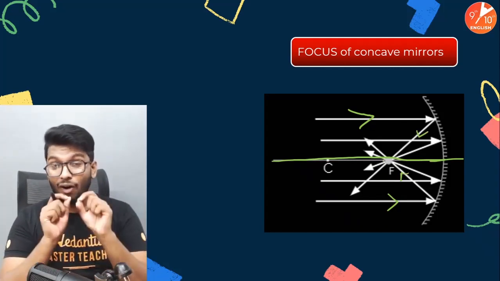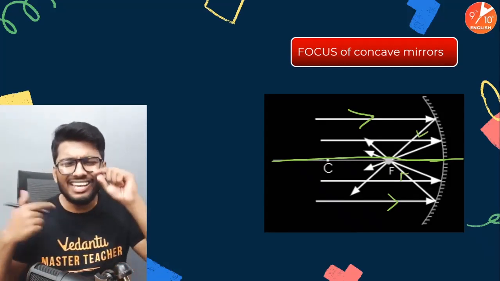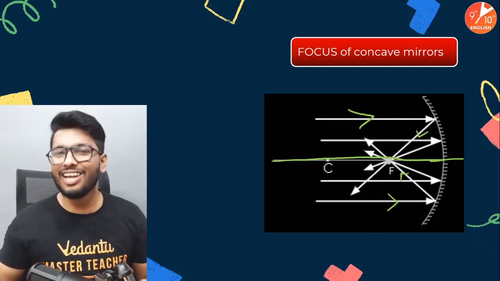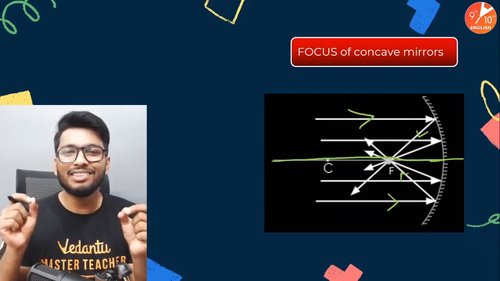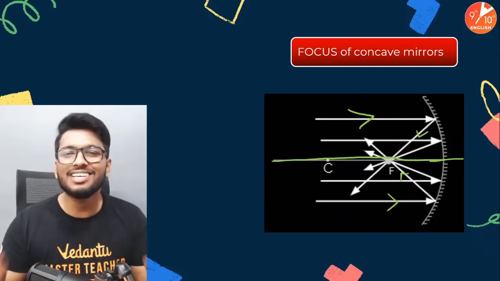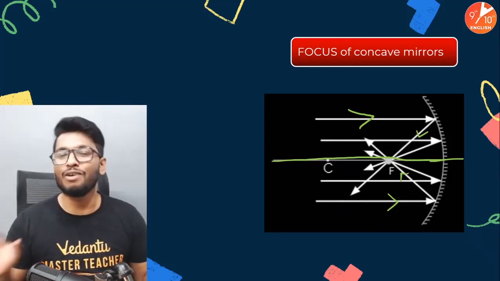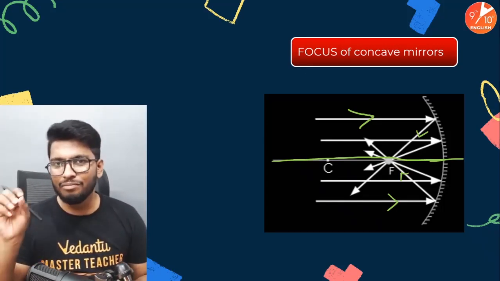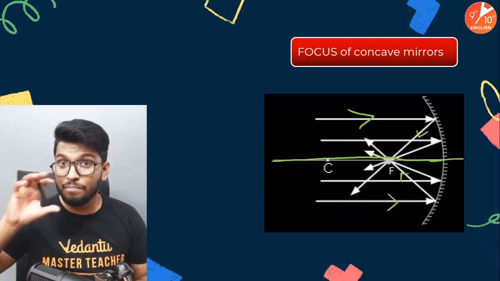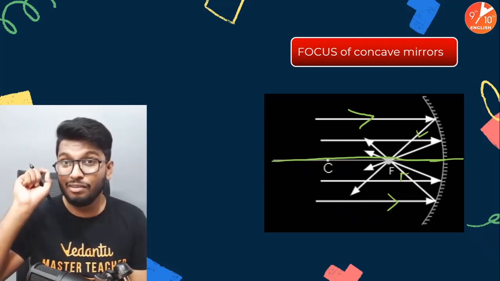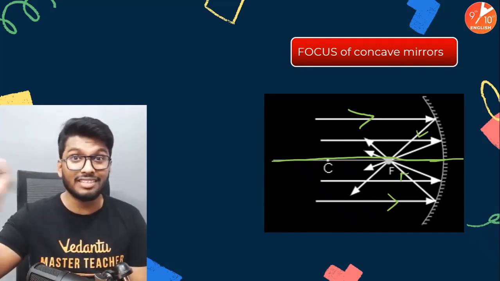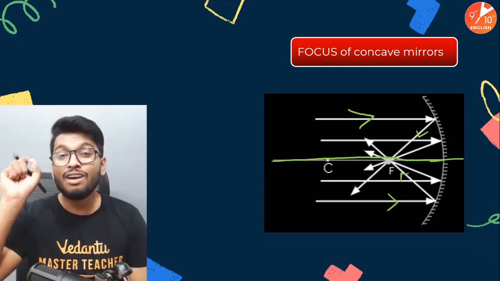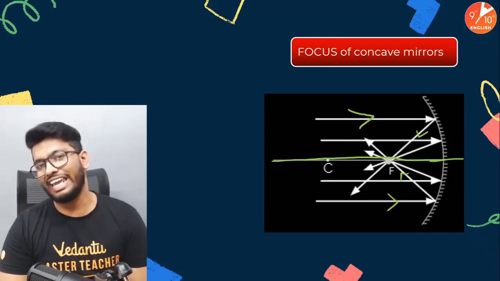That point on the principal axis where all these rays of light are meeting after reflection, that is nothing but the principal focus, or in simple words, the focus of that particular lens or mirror. Wherever these rays of light are meeting after reflection, as long as they are parallel to each other, after reflection they will meet at a certain point on the principal axis. That point where they are meeting would be called the focus of a concave mirror.